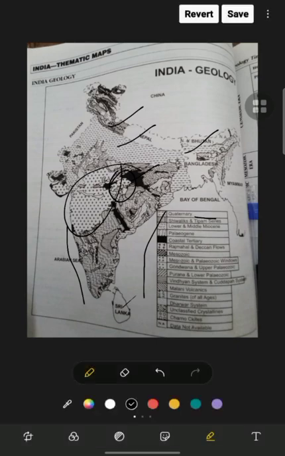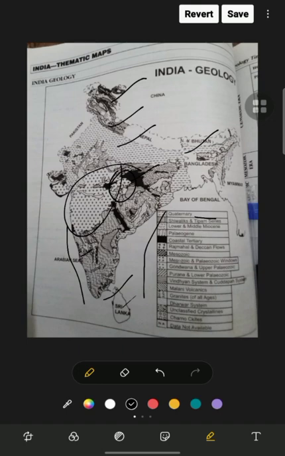Now the Mesozoic era. As we can see, this is the Mesozoic era in the graph. This is the dotted, cross line, something crossed line. We can find in the graph some kind of area here, and some kind of area here also. Now the Gondwana region is this.